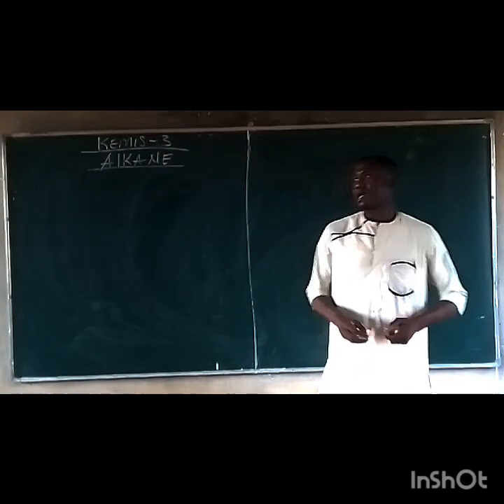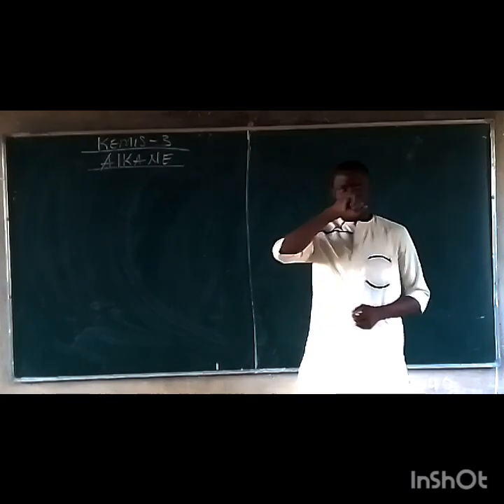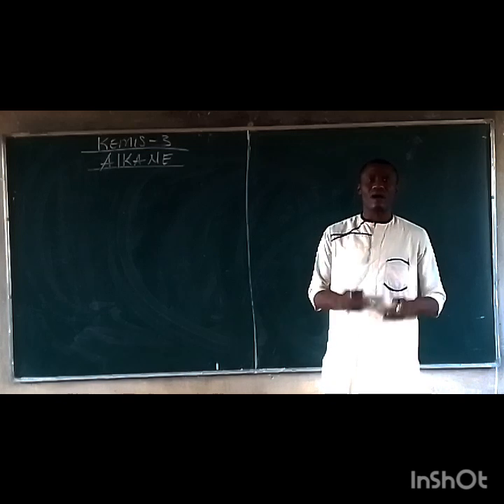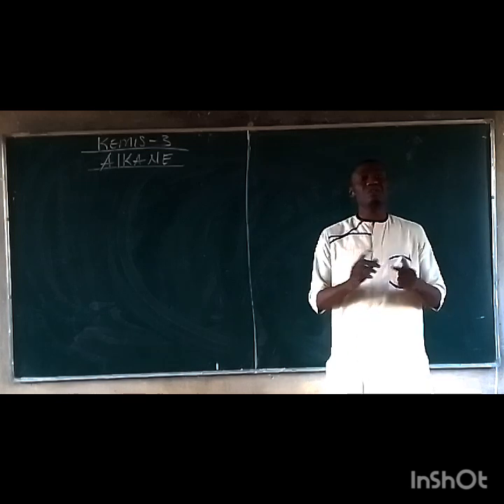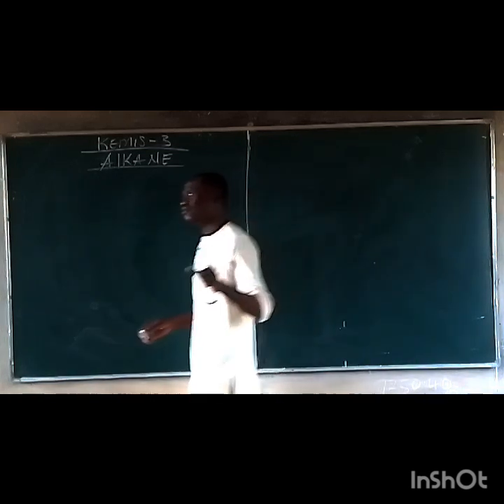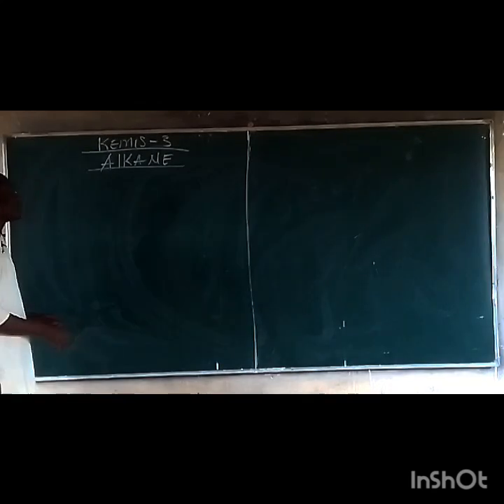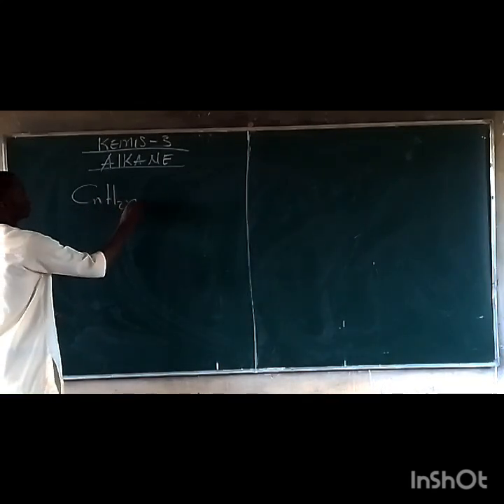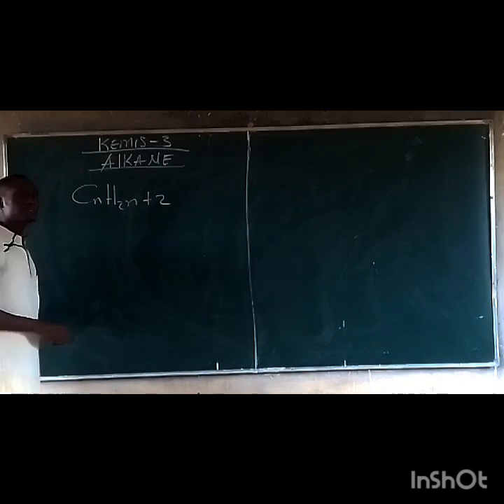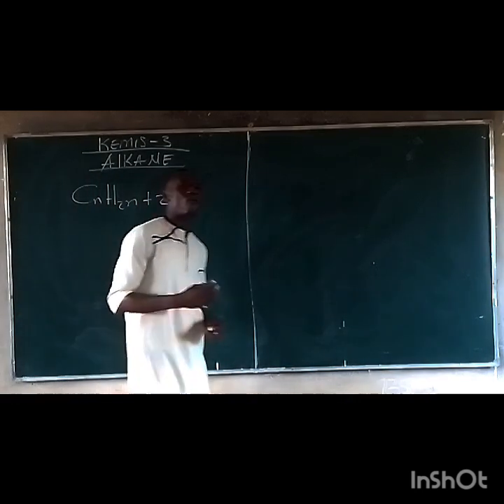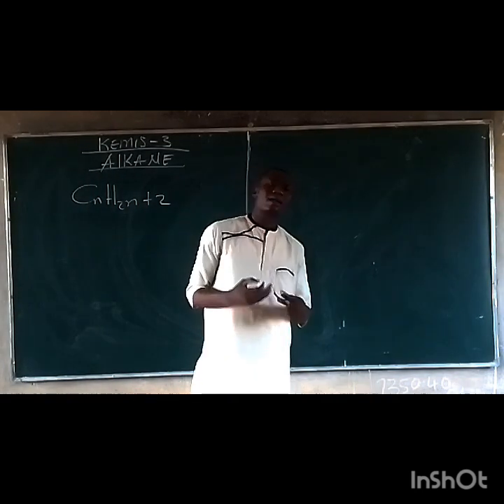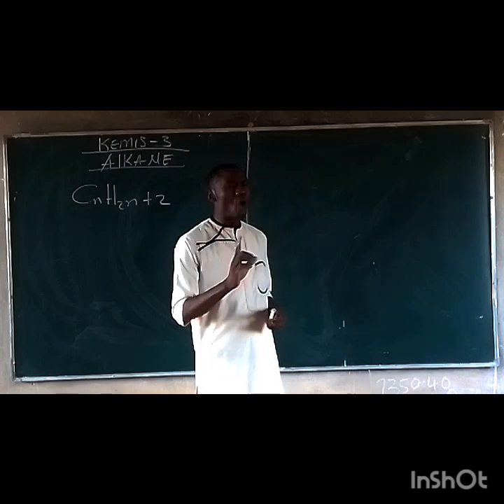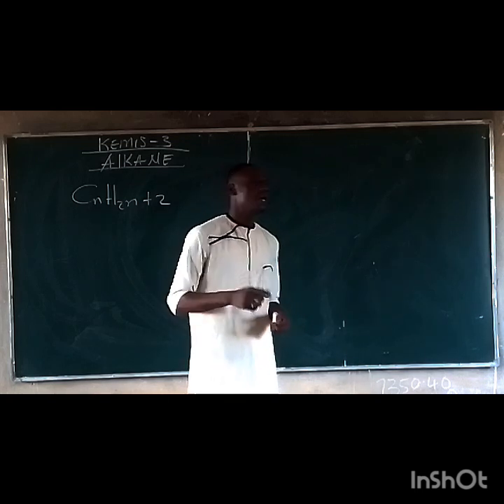Alright, in this class we'll be looking at the family of alkanes. The first thing you should know is that the alkane family has a general molecular formula of CnH2n+2. That is the general molecular formula for alkanes. And alkanes have no functional group.